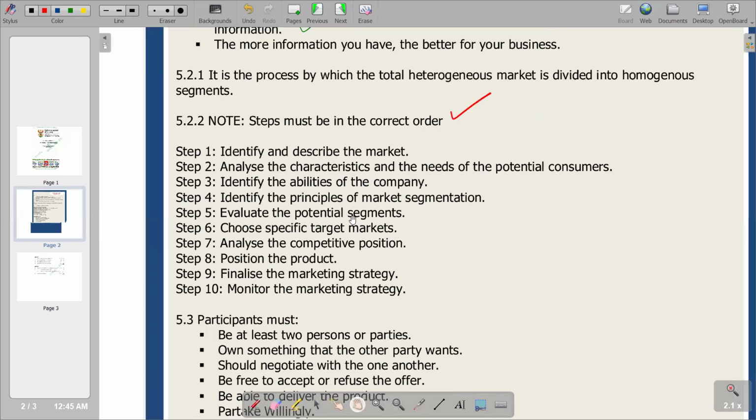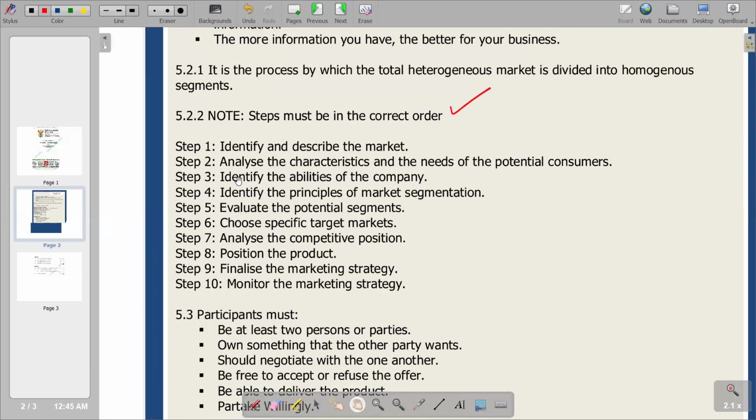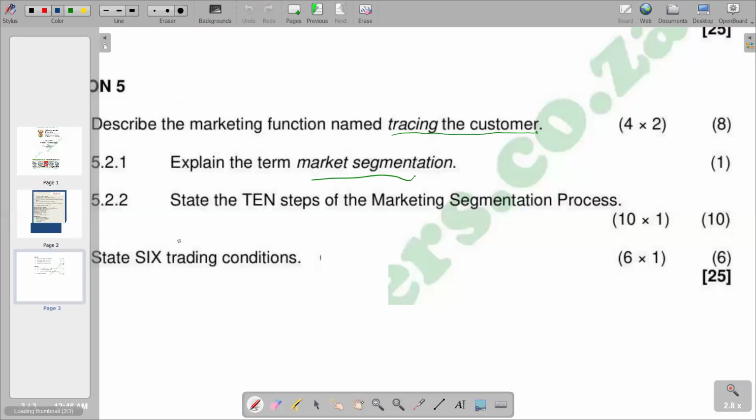The first one is to identify and describe the market. The second one is to analyze the characteristics and the needs of potential consumers. That is the second step of segmentation. And then number 6, choose specific types, then monitor the marketing strategy. In other words, we are saying the number 9 step should not be seen at number 2. It should be in the order that is given there. When you are presenting it, the steps must be in the correct order.